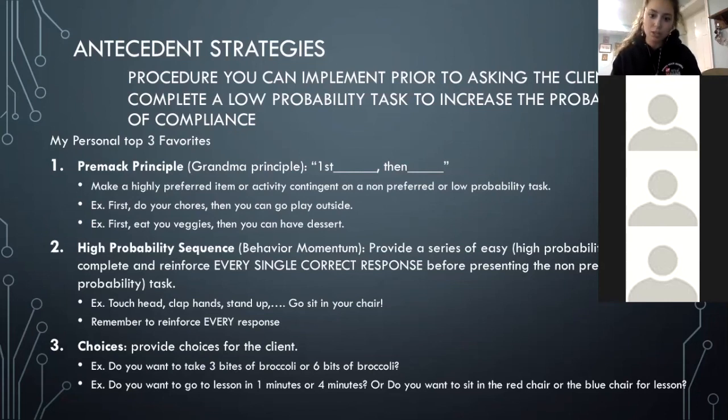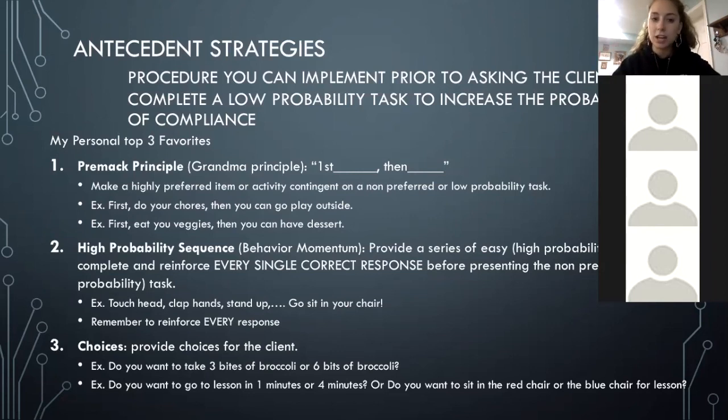Okay, so if you know that there are certain task demands or instructions that are going to trigger your client, feel free to give them 5 to 7 really easy things to do that you know he will probably engage in, so that you can give him lots of reinforcement, so that when you give him that hard one, it'll be a lot easier for him to comply. So high probability sequence. It's a sequence of really easy tasks before the one really hard one.